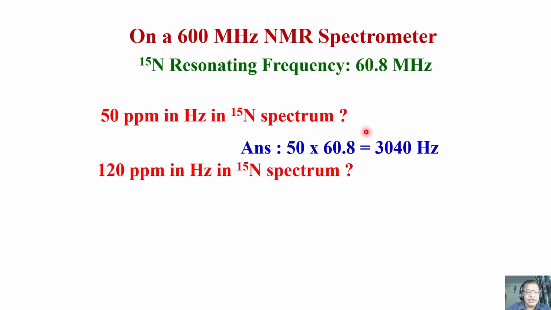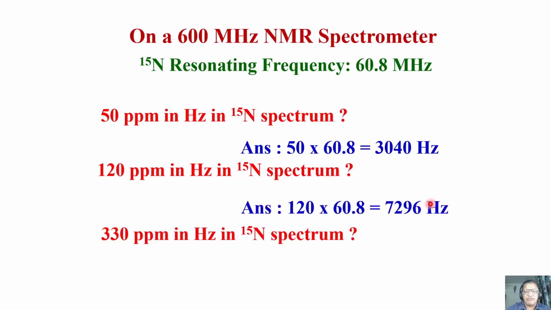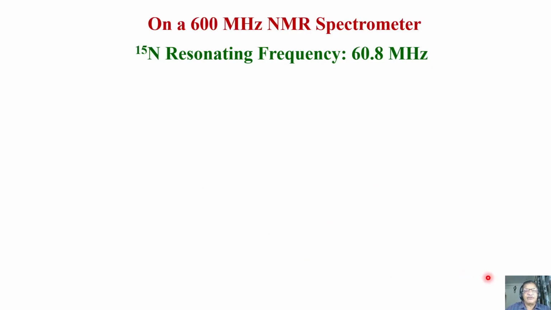What is 120 ppm? The same thing if I ask the question. Don't get confused. Simply multiply 60.8 by 120, and this is the frequency. So the logic is simple: for conversion from ppm to frequency, you multiply by the resonating frequency. So 330 ppm, if I just extend the logic, multiplied by 60.8, is 20,064 hertz. This is the way we converted ppm to frequency.